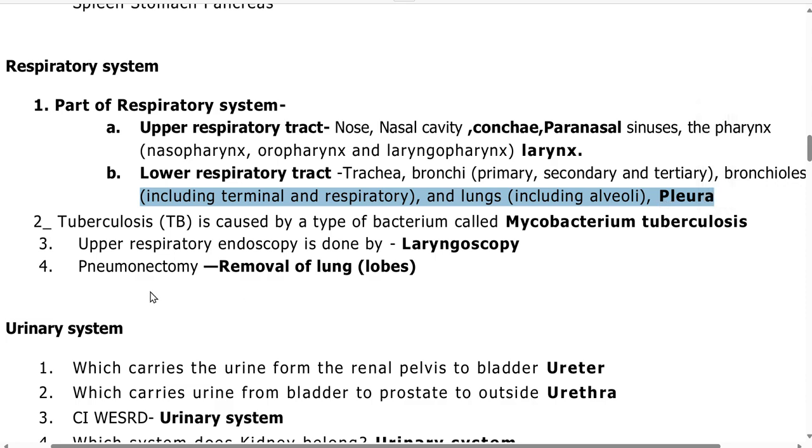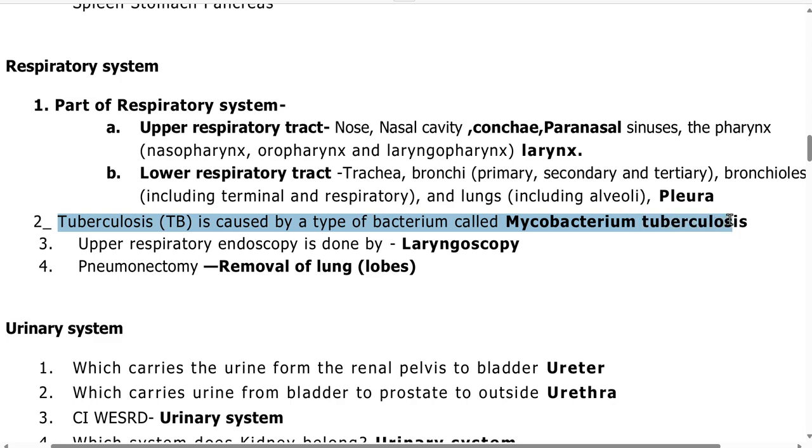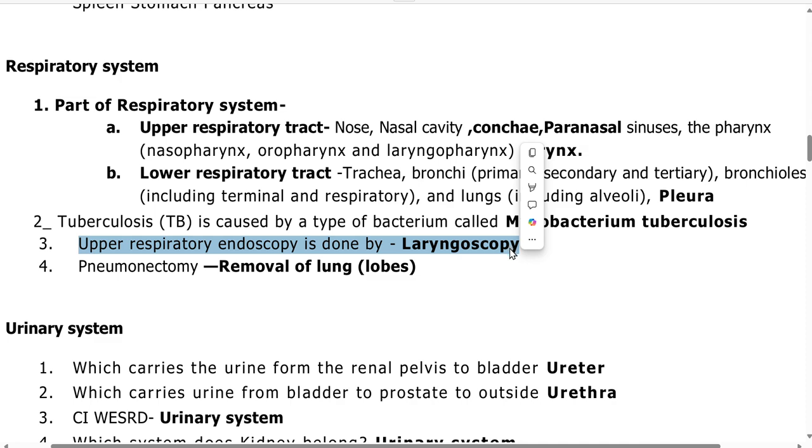2. Tuberculosis, TB, is caused by a type of bacterium called Mycobacterium tuberculosis. 3. Upper respiratory endoscopy is done by laryngoscopy. 4. Pneumonectomy, removal of lung, lobes.